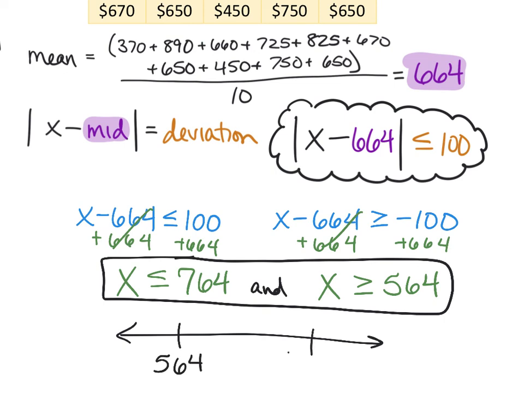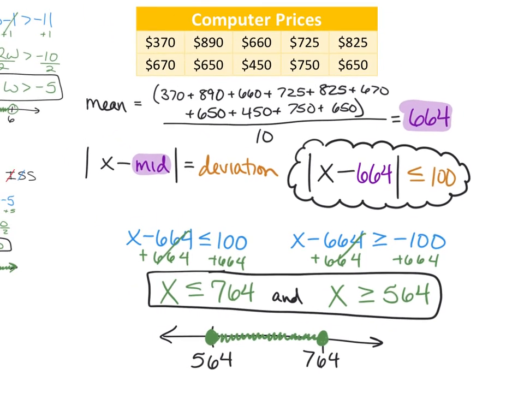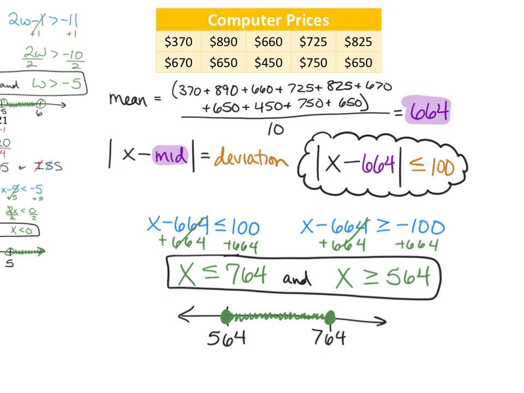564 here, 764 there. I've got closed dots on both of those because it has a line underneath it, and I'd be coloring inside. Any computer on sale at the store that is in the colored in part of my number line is an acceptable computer for me to buy. It's not going to be too cheap and terrible, and it's not going to be too expensive. That's the budget I put for myself.